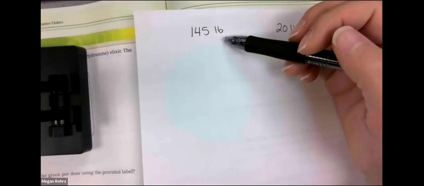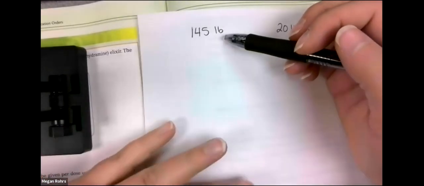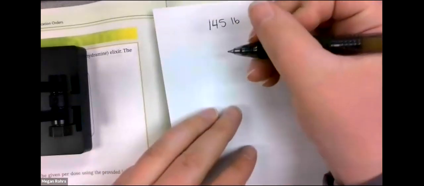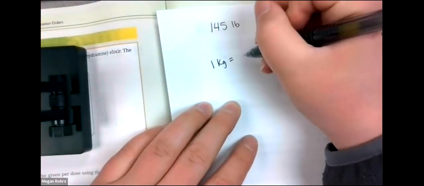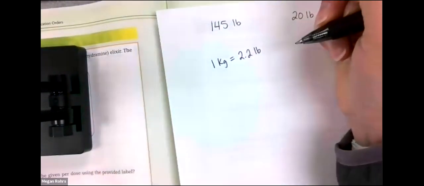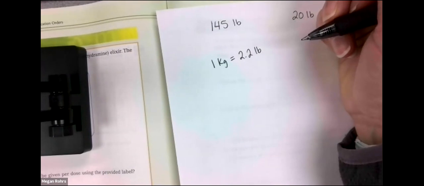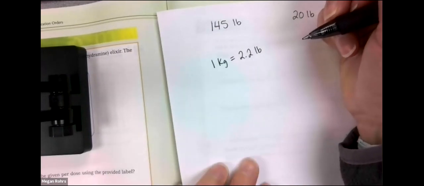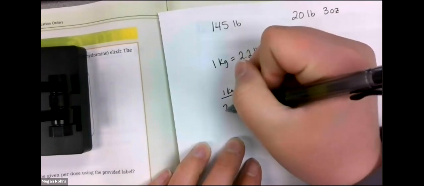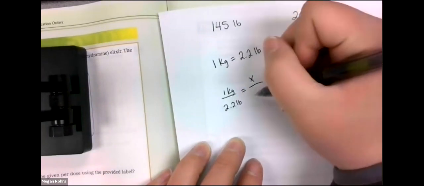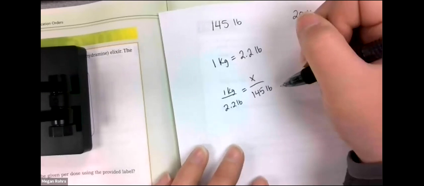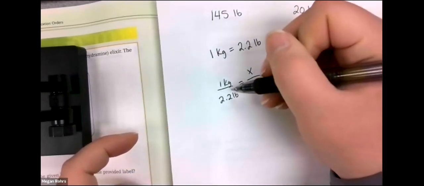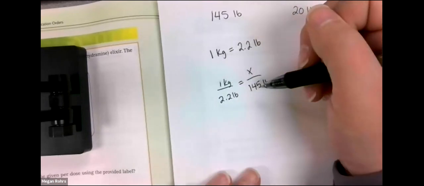So this first weight I have here, let's say that a patient weighs 145 pounds. If I want to change that into kilograms, I first have to know that 1 kilogram is equal to 2.2 pounds. Once I know that, I can quickly set up a ratio and proportion. If 1 kilogram is 2.2 pounds, and I'm trying to solve for how many kilograms is 145 pounds. Remember, always keep your units equal to each other. Then we cross multiply here.